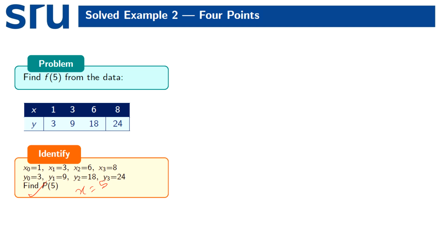So let us try to understand the data very carefully. Here x0 is 1, x1 is 3, x2 is 6, x3 is 8. And corresponding values of y are y0 equal to 3, y1 equal to 9, y2 equal to 18, y3 equal to 24. Since we have 4 data points, we will construct a polynomial of degree less than or equal to 3.